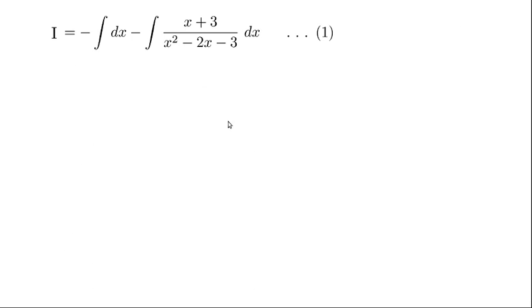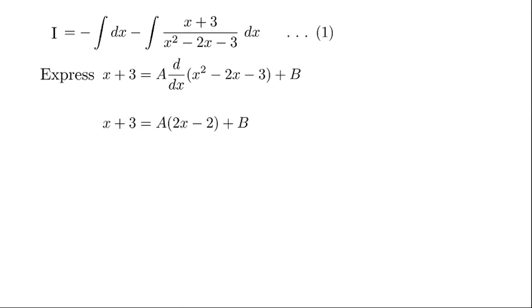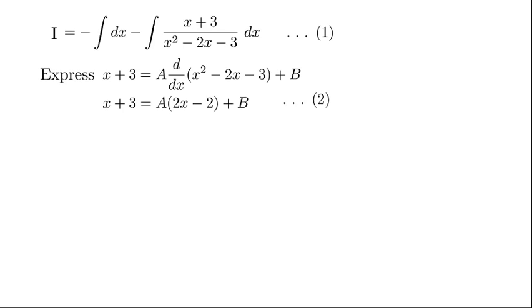And here we consider this part for our calculation purpose. So we express x plus 3 as a into the derivative of the denominator plus b, that is a into d by dx of (x square minus 2x minus 3) plus b. On differentiating this we get 2x minus 2, and now this a is taken inside, so it becomes 2ax minus 2a plus b, and we make one group for this constant part.